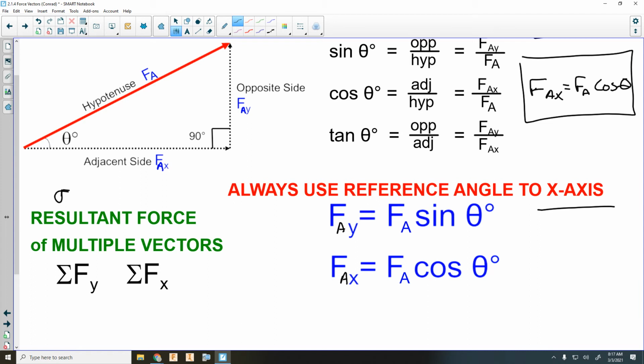But if you have multiple vectors, you take the sum of the vectors. This is just the sum of all the different vectors in the y direction. This would be the sum of all the forces in the x direction if you have multiple vectors.